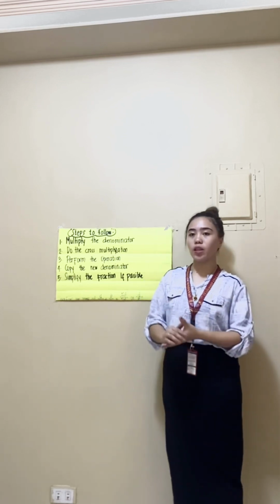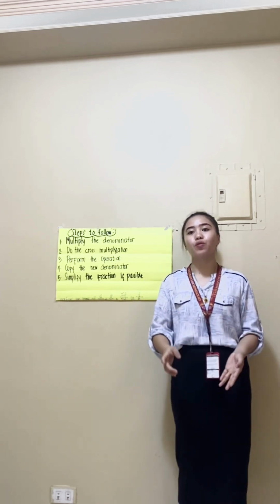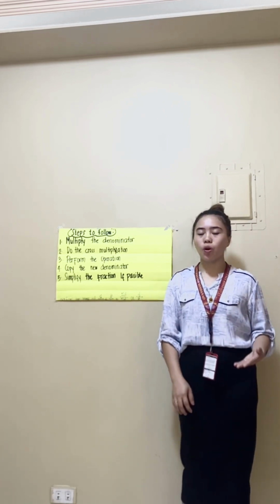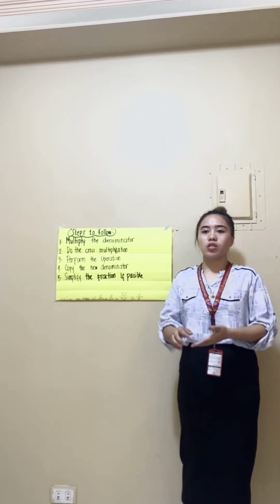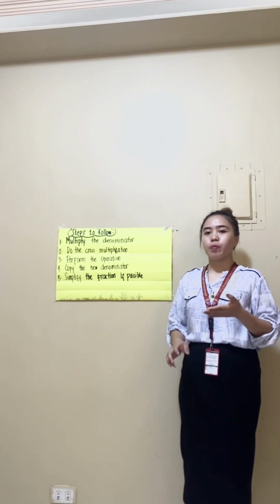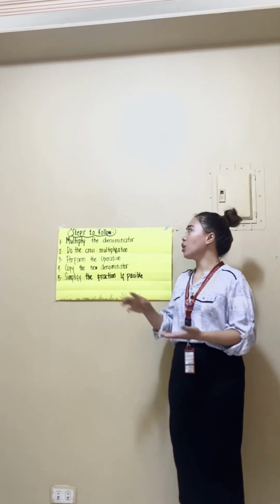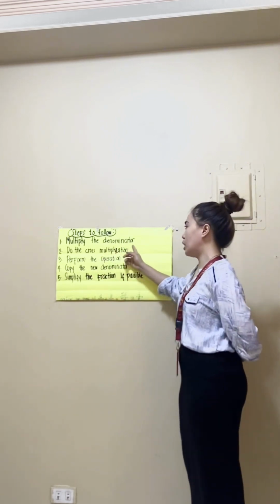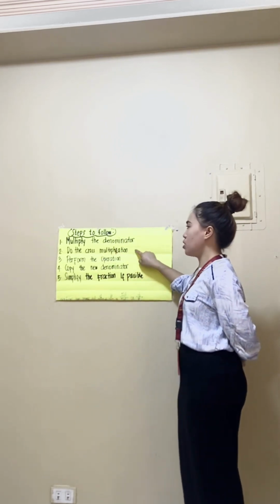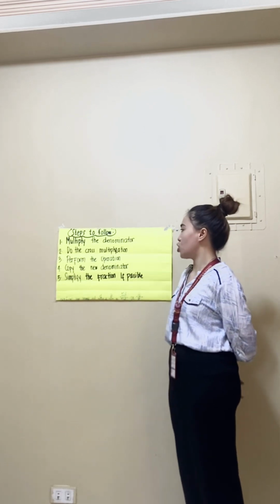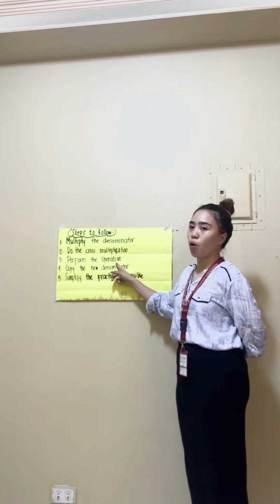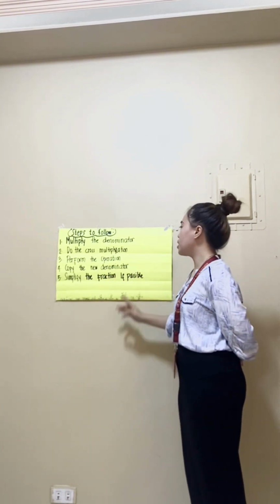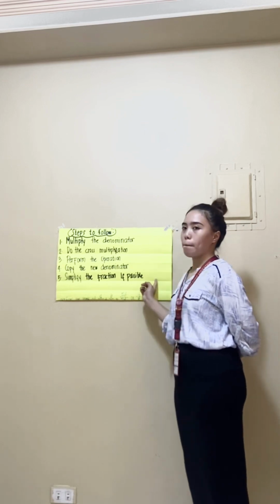Take note that we cannot add or subtract the decimal fractions directly. To add or subtract the decimal fractions, here are the steps to follow. First, multiply the denominators. Second, do the cross multiplication. Third, perform the operation. Fourth, copy the new denominator. And fifth, simplify the fraction if possible.